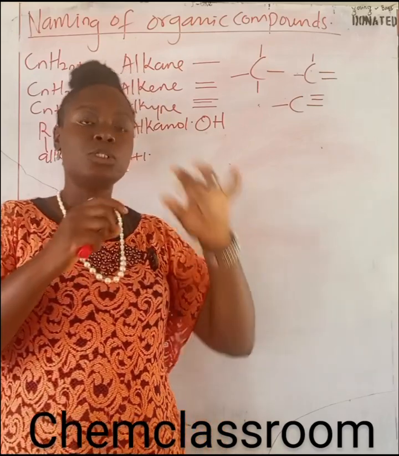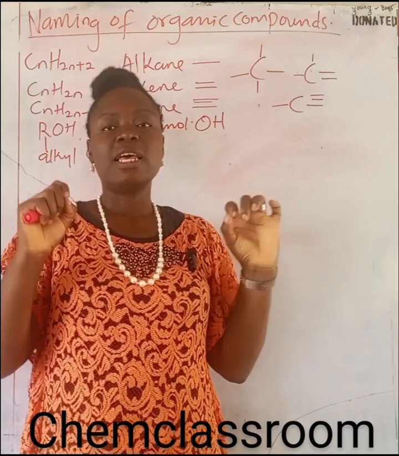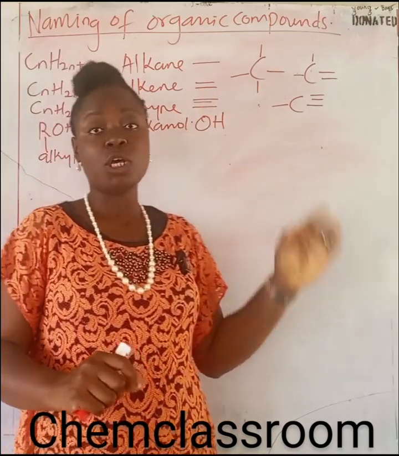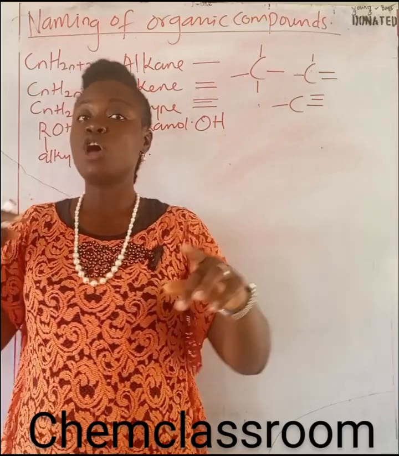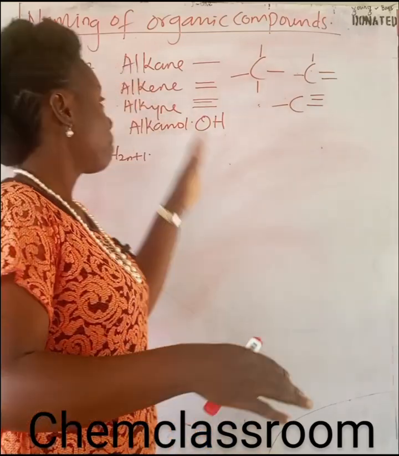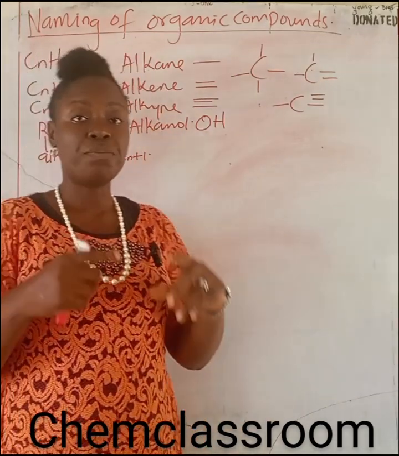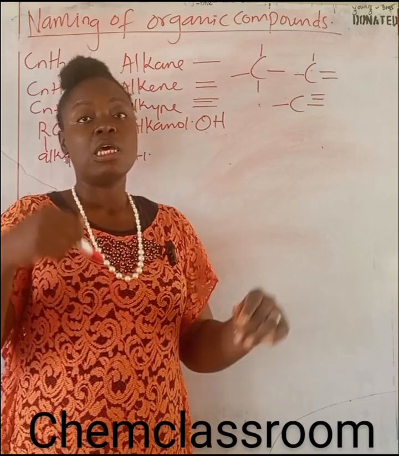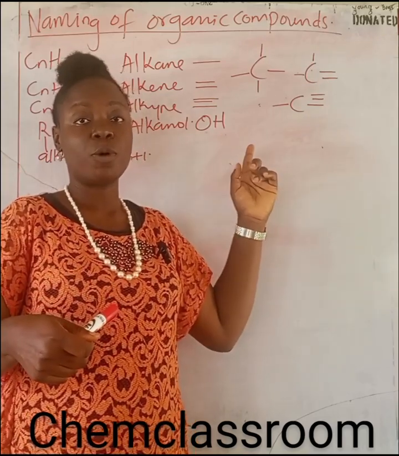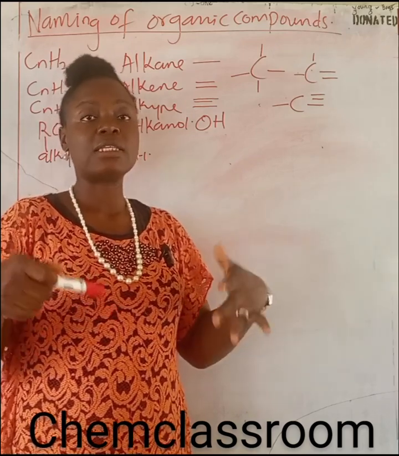And in that regard, the naming has to be what? In alphabetical order. Then again, when you have maybe the double bond or the triple bond, you name in such a way that the numbering, because we are going to do what we call numbering, especially when you have the double or the triple bond. So you number in such a way that the functional group, which is the double bond or the triple bond, has a lower number. Yes, it has a lower number.